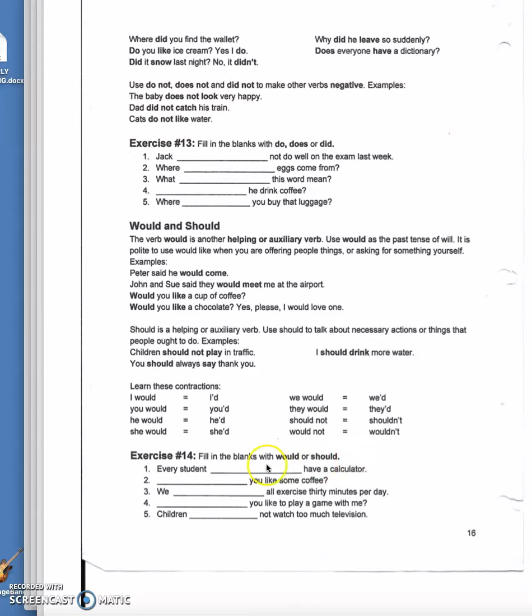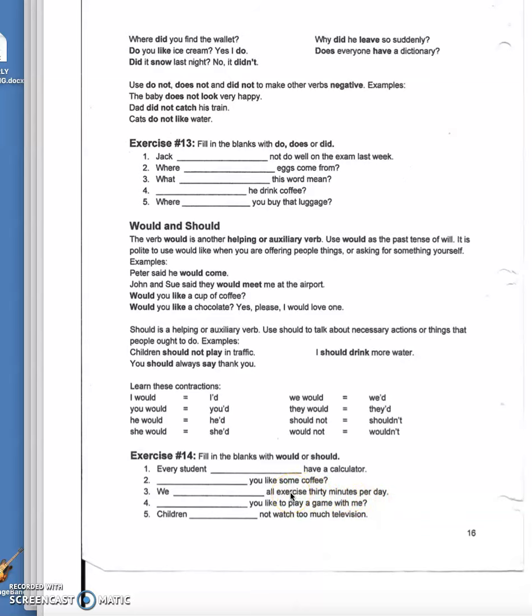Great, so let's start with the first one. Every student should have a calculator. So number 2, it's a question. So we want to say, would you like some coffee? Number 3, we should all exercise 30 minutes per day.